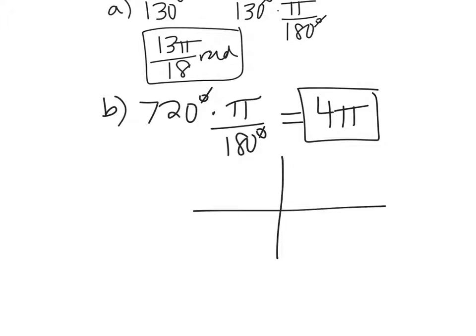4 pi looks like this. Here's 1 pi, 2 pi, 3 pi, 4 pi. That would be the angle. Okay? And that's how you write that angle or draw it. Isn't that weird? Super weird.